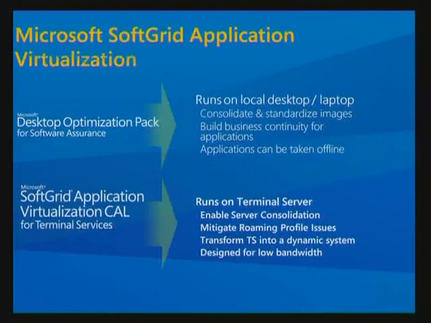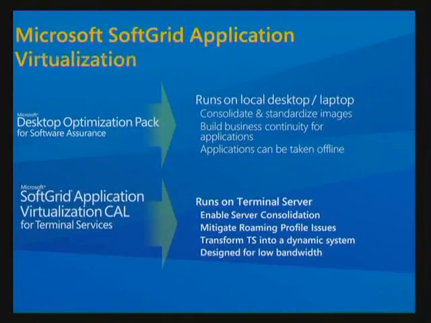For terminal server customers, so for people who want the same SoftGrid benefits they get on the desktop in managing applications on their terminal server, you need to buy an additional CAL, which is the SoftGrid Application Virtualization CAL for TS. And I think that's nearly the longest name of a product in Microsoft. It's not quite the longest, but nearly. And the key difference is one runs on the desktop and one runs on the terminal server.